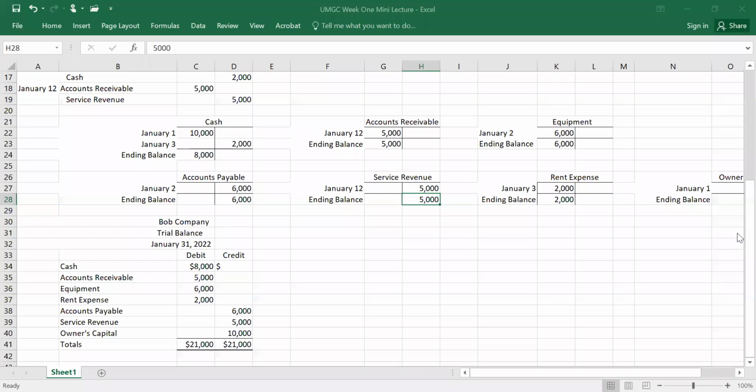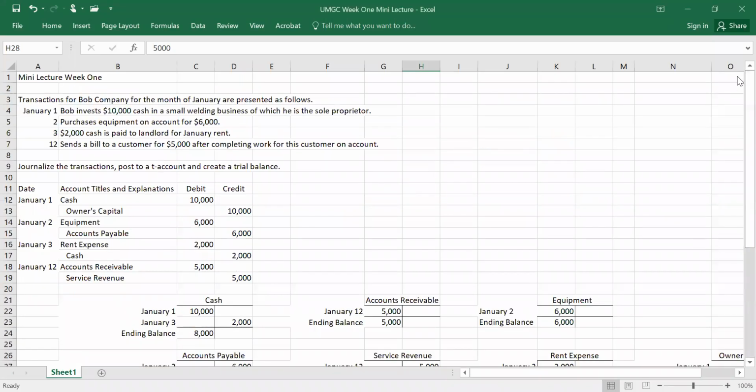So let me stop the share. I just had a mini little problem I thought might go through everything for you. So let me share my screen again. Here's my week one mini lecture. And just to give you an idea of what we're doing, I thought I could take it through the three steps and show you that.